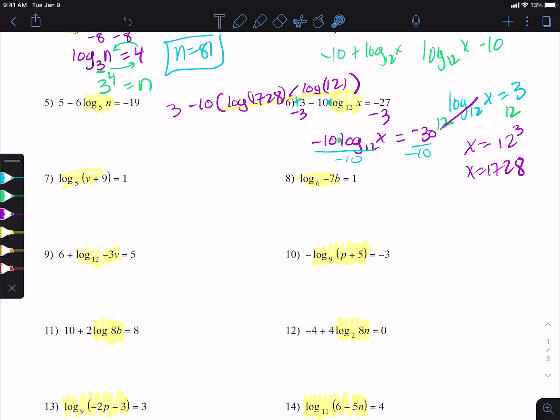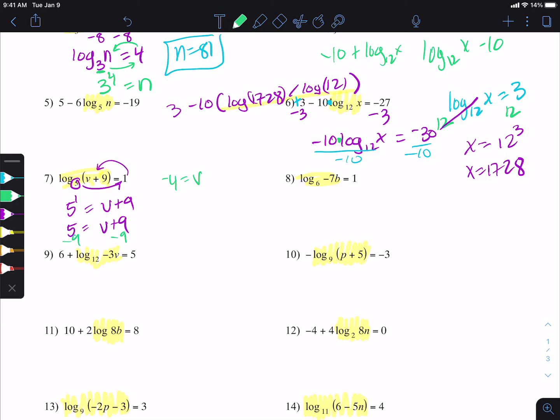Okay? Now, you also can have things that are happening inside the log. So far we haven't had anything happening inside the log, but that's a possibility. So if we look at this next one, our log is already all by itself, right? The plus 9 is still in the parentheses, so I don't get rid of that until after I've undone the log. There's no add subtract outside the log, there's no multiply divide outside the log, so I switch by doing 5 to the first equals v plus 9. So 5 to the first is just 5 equals v plus 9. So then I want to get the v by itself, so I subtract 9, so we have negative 4 equals v.